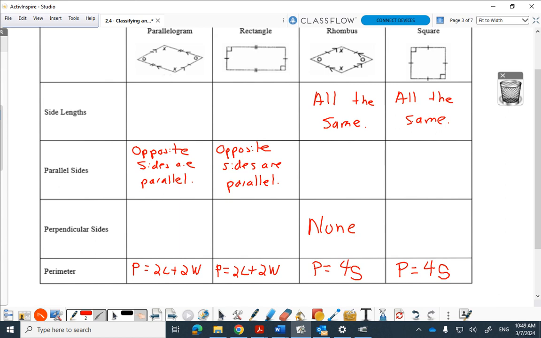Perpendicular sides, parallelogram. Good. What do you like? I just like the word parallelogram. He just wanted to be able to say parallelogram. I like parallelogram because it's got all those L's in it, and all the L's look parallel. I don't know if that was on purpose or not, but that's the way it worked out, and that was good. But how many perpendicular sides? Are there any perpendicular sides in a parallelogram? No, none.